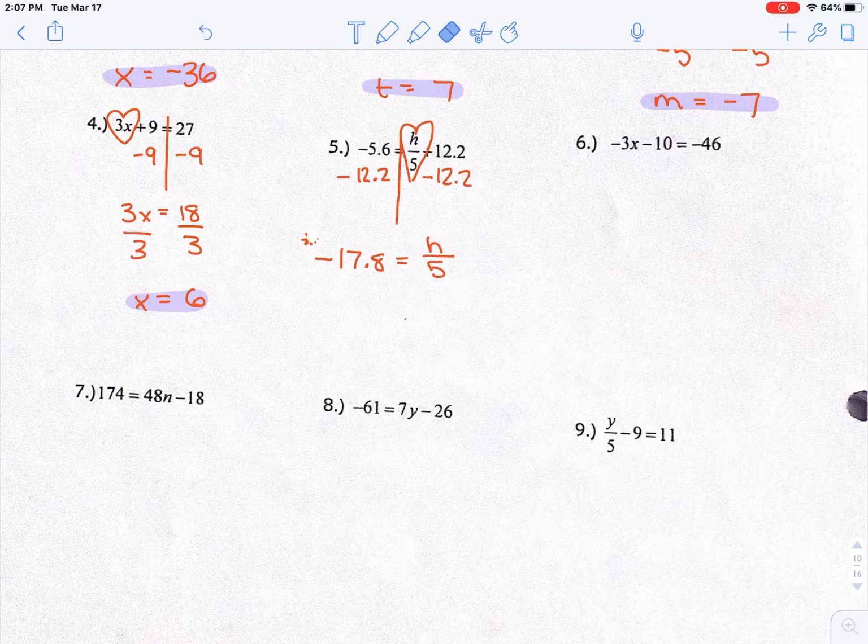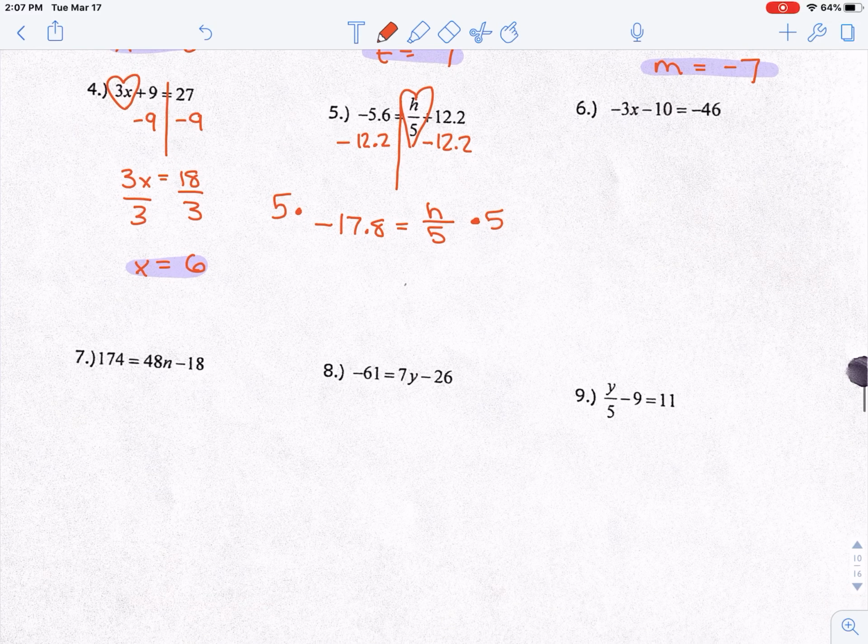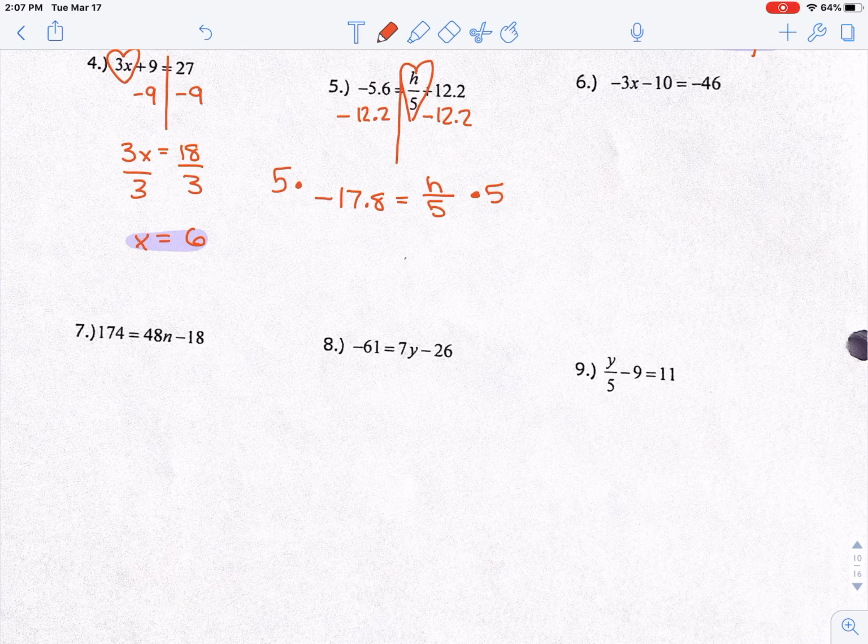So again, to get rid of our dividing by 5, we're going to multiply both sides by 5. And we should get, over here, negative 89. Again, if you use your calculator for that, I'm okay with that. But we get negative 89 is equal to h.